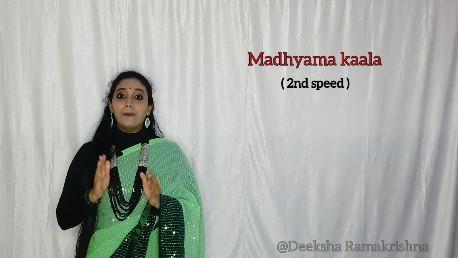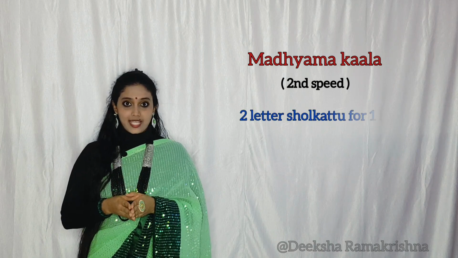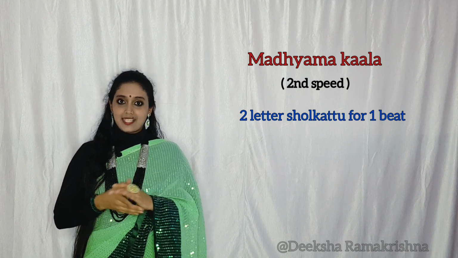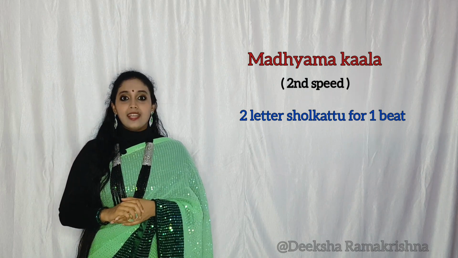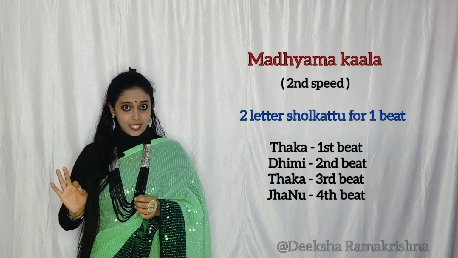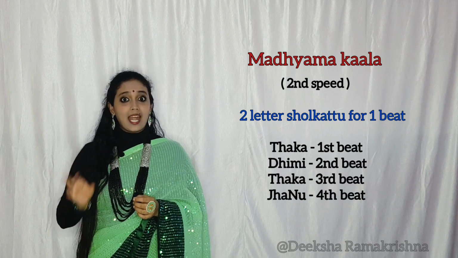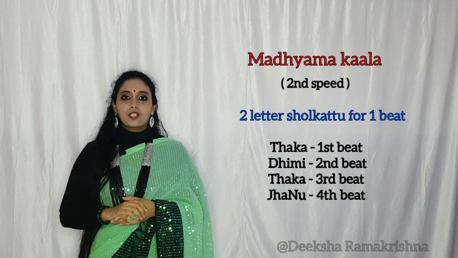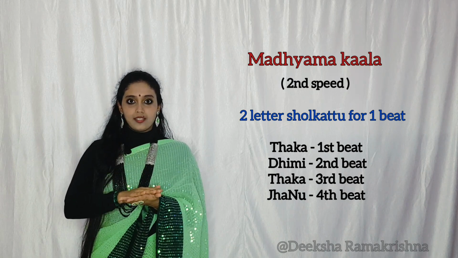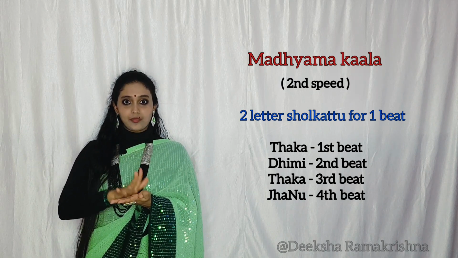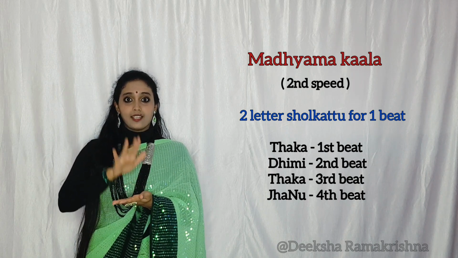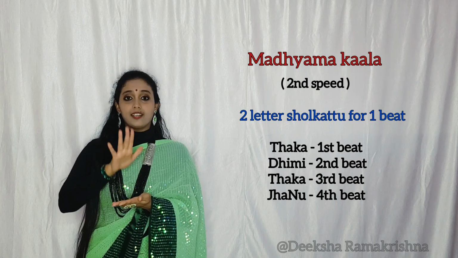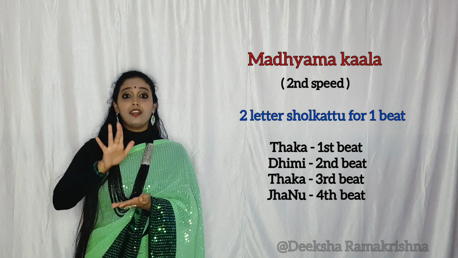Second speed is called Madhyama Kaala, and here we have to say 2 letters of Sholkattu for 1 beat. If you consider the example of Takadhimi Takachunu again, Taka will fall on the first beat, Dhimi will fall on the second beat, Taka will fall on the third beat, and Jhanu will fall on the fourth beat. So let's sing it together. 1, 2, 3, 4. Ta, Ka, Dhi, Mi, Ta, Ka, Cho, Nu.